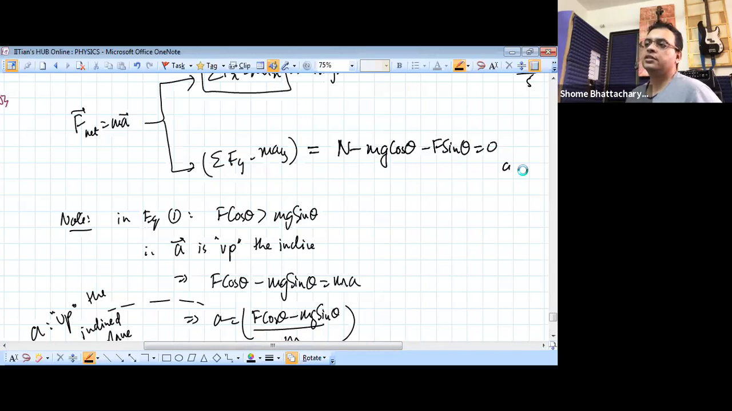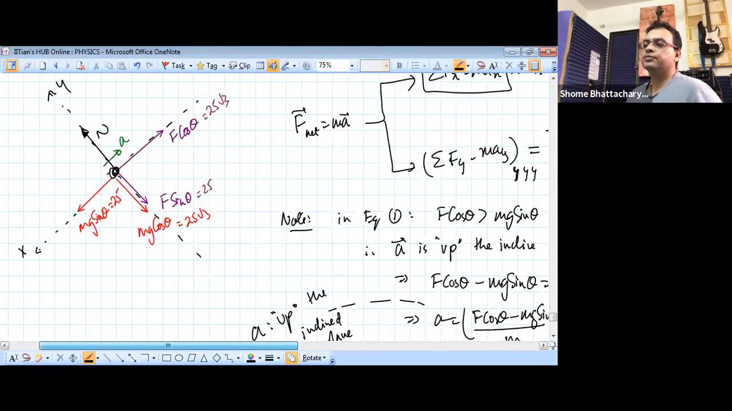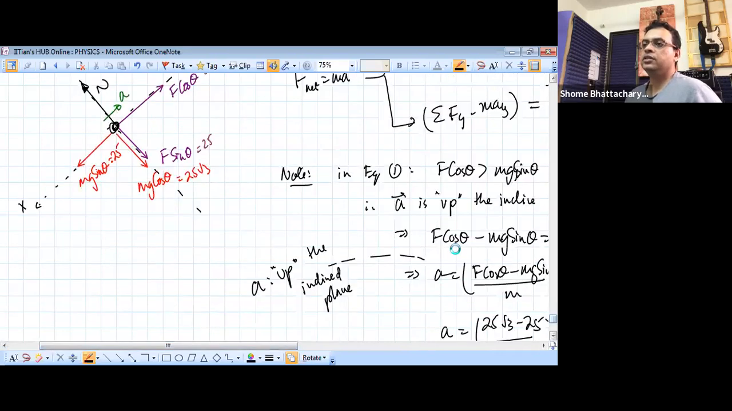So again, the self-adjusting nature of normal reaction comes in. पिछले दोनों examples में normal reaction कितना था? Only mg cos theta. But now it has become more than mg cos theta. You can see why now? Because that horizontal force F that we are applying has a component which is pushing it against the inclined plane. देखो ये जो horizontal force हमने in the above diagram, if you come here, just give me a second. Towards the end of the lecture.